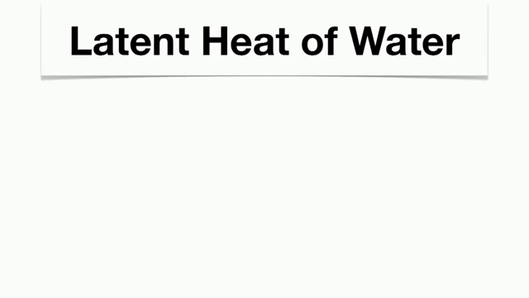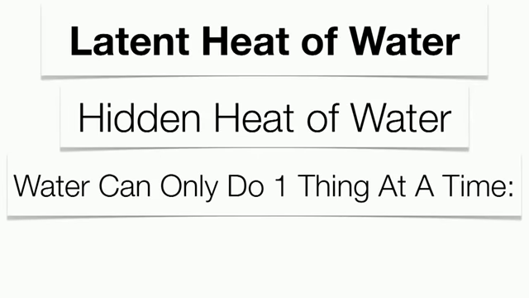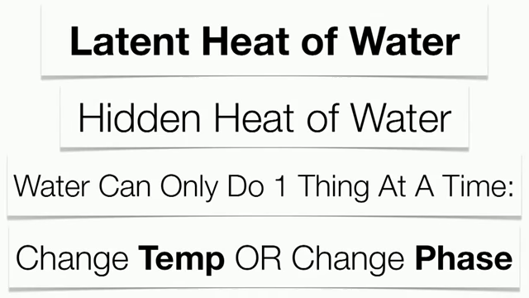Water has a very special concept called latent heat. And basically, latent heat is hidden heat of water, meaning that water can only take that heat energy and only do one thing at a time. It can either change its temperature or change its phase. It cannot do two things at once. So when you talk about phase changes and you see the words latent heat together in relation to water, you're dealing with either a phase change of water or a temperature change of water. You can't do two things at once.